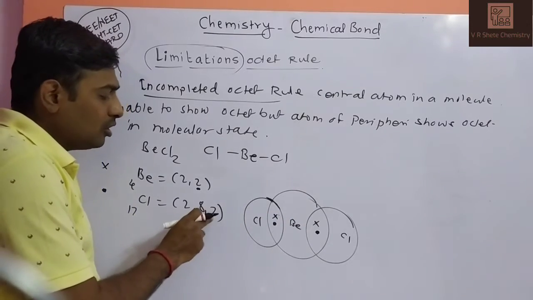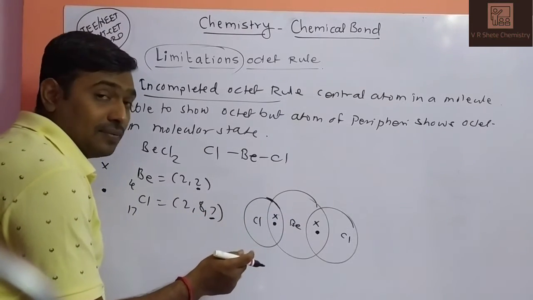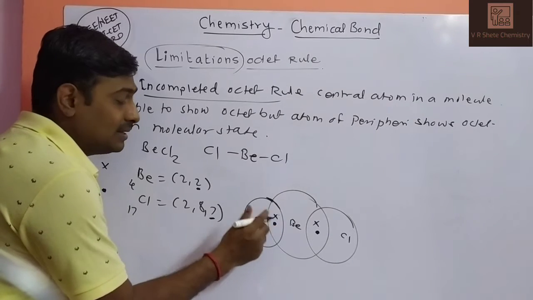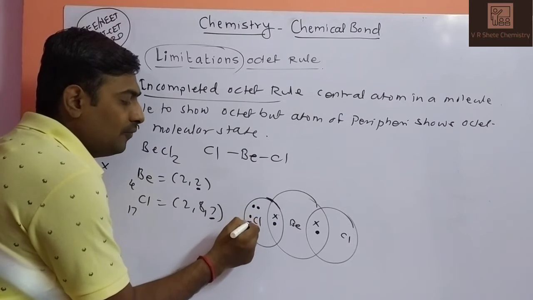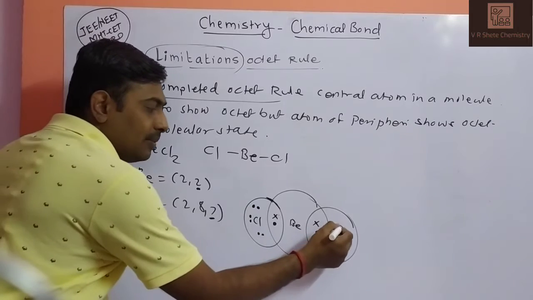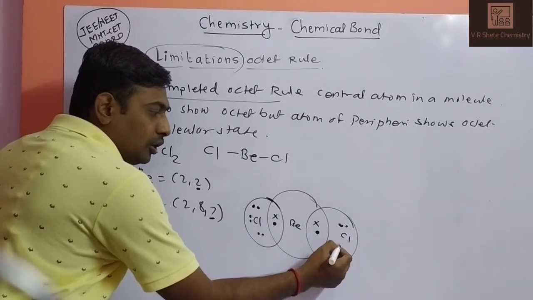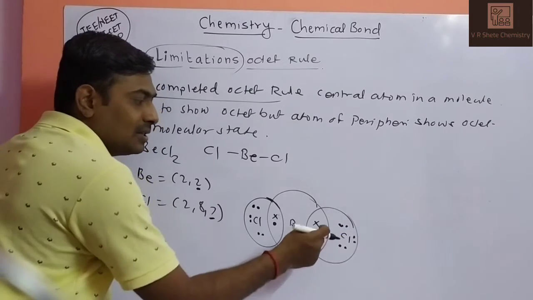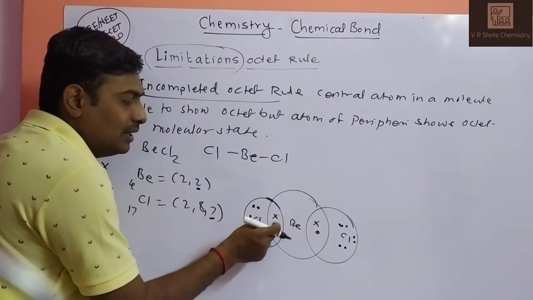But for chlorine, how many do we have to draw? 7 drawn. Out of 7, 1 is shared. Remains 6: 1, 2, 3, 4, 5, 6. Second chlorine also the same: 1, 2, 3, 4, 5, 6. So these are the 7 electrons of chlorine.